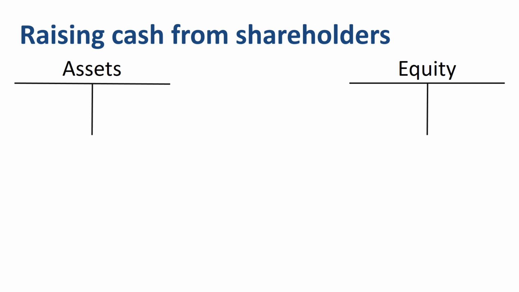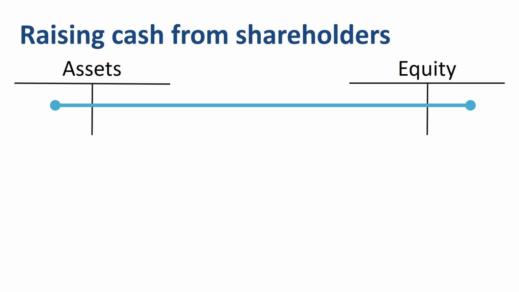If a company raises cash from shareholders when it starts out, then assets and equity are affected. More specifically, the cash account within assets increases, the debit side of the journal entry, and so does the shareholder capital in equity, the credit side of the journal entry.